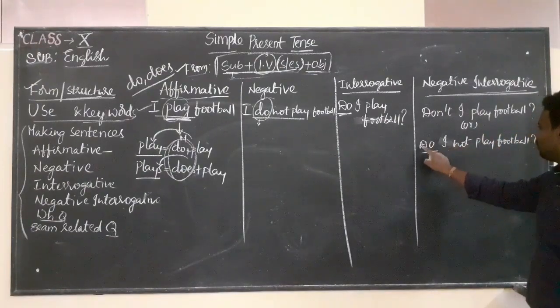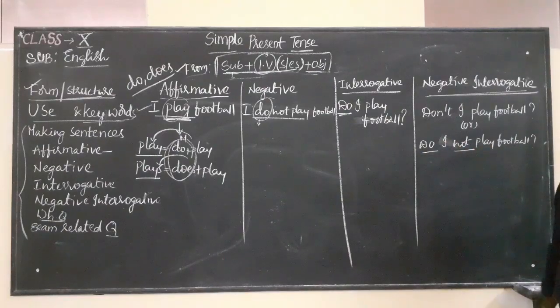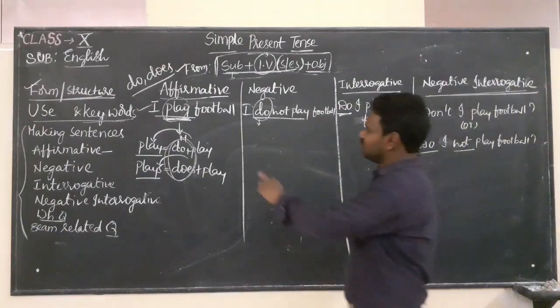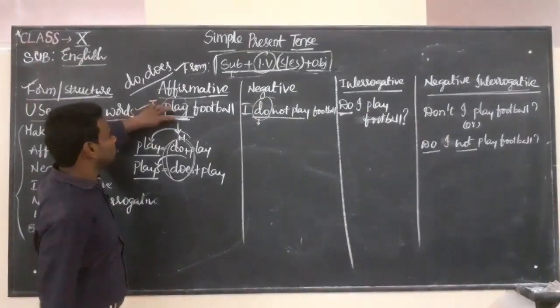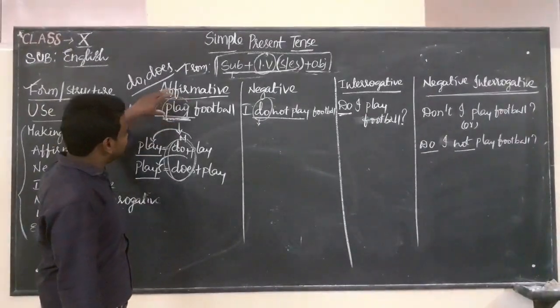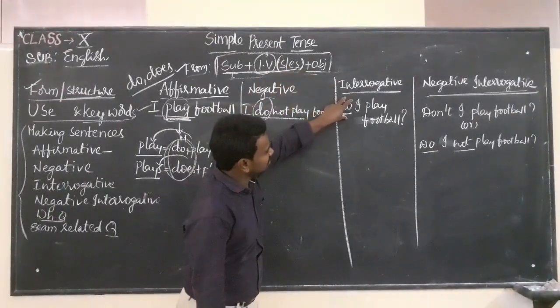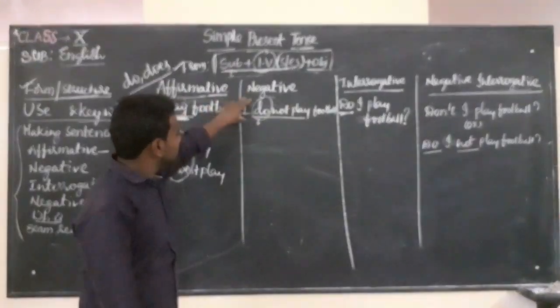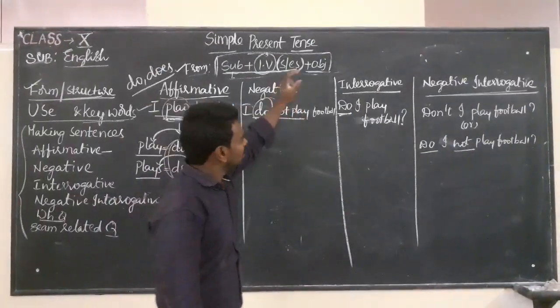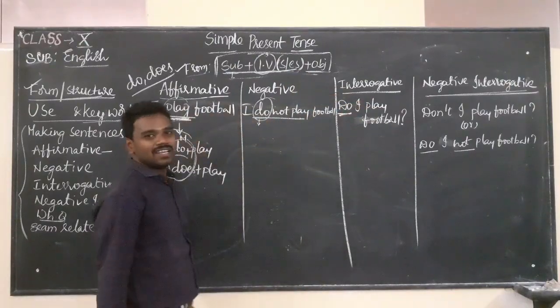So when you divide don't into do plus not, after the subject it comes not, right? So now here, affirmative: I play football. Play itself includes do plus play. With the help of do, we can make a negative sentence, interrogative sentence, negative interrogative sentence. Negative sentence: I do not play football. Interrogative: do I play football? Negative interrogative: don't I play football?